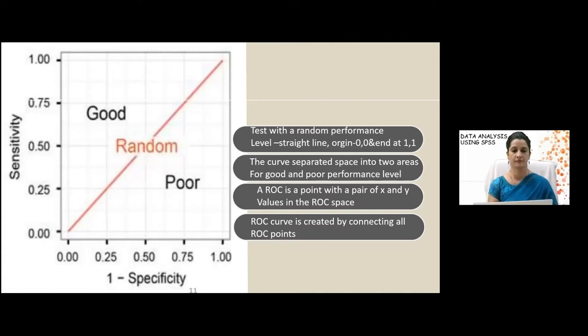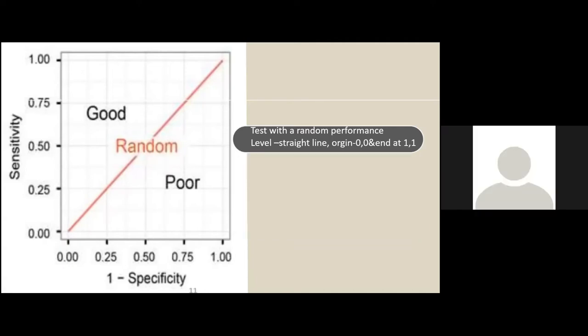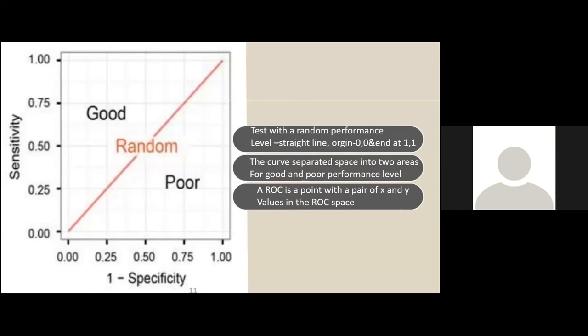So this diagonal divides the whole area into two parts. All the ROC curves coming below this random line will be of poor discrimination, and all the curves occupying the space above this random line will be of good discriminatory power. And we can say that this ROC curve is created when we join all the points of the ROC values, and the curve is generated through that.